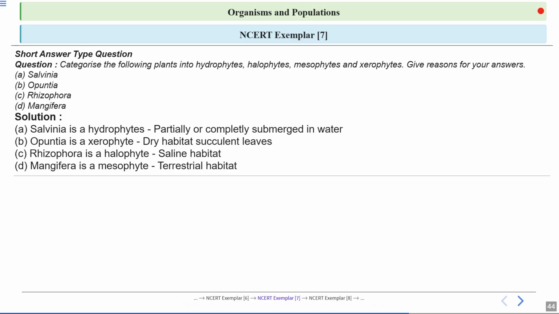Finally, let's talk about the Mangifera. It is a mesophyte. Mesophytes are plants that grow in normal terrestrial environments. Mangifera is known as mango. It is a plant most of us are familiar with, and it grows well in regular garden soil.